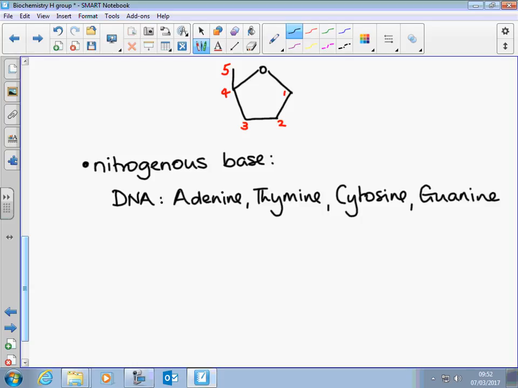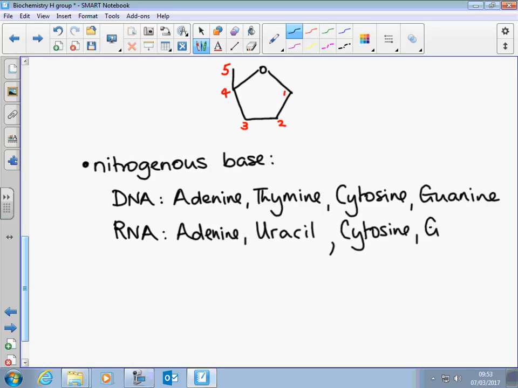So that's the DNA option. With RNA, we don't have thymine. We have a very, very similar looking compound which has a very different name. We do have adenine, but instead of thymine, we have one called uracil. Then we have cytosine and guanine making up the numbers. That means there are 5 different bases: adenine, thymine, cytosine, guanine, and uracil.